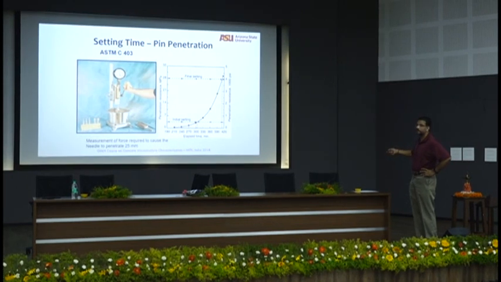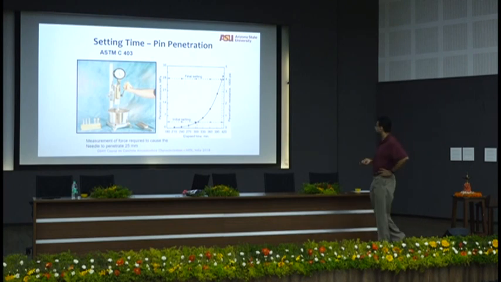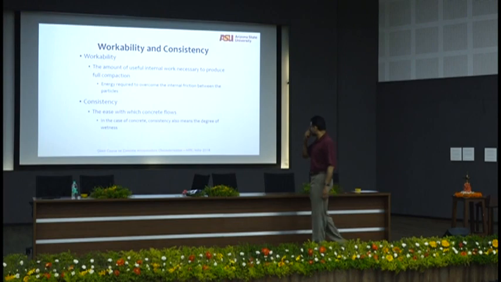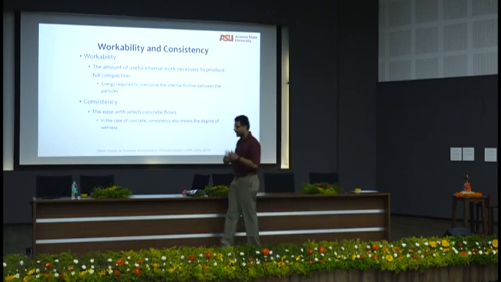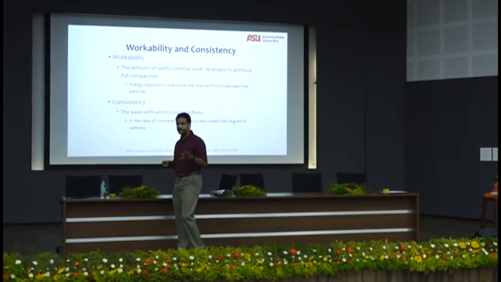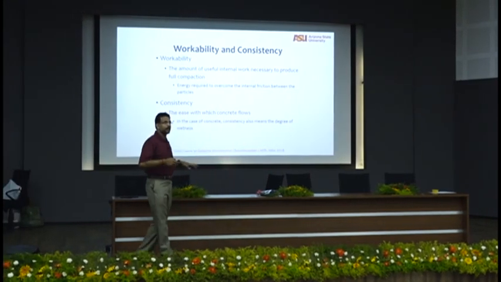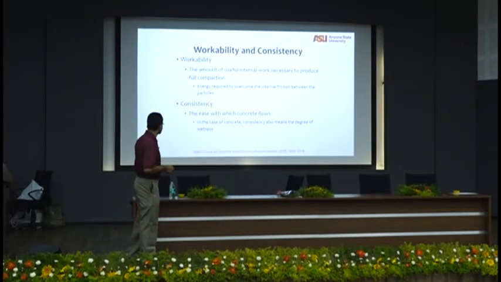So 4000 psi corresponds to final setting. I think 500 psi corresponds to initial setting for concrete, not for cement. For cement you do the Vicat apparatus. Okay, workability, consistency. Again, I've done enough of slump bashing, so I'm not going to do that anymore. But again, slump is not a very preferred test.